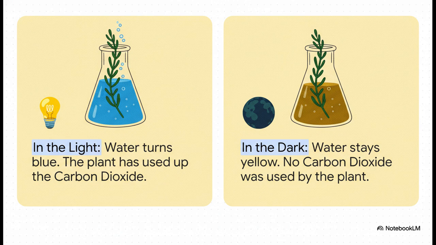But what happens in the dark? The water stays yellow. Absolutely nothing happens. And that is the aha moment. The sunlight is the key. It's what lets the plant pull carbon dioxide straight out of its environment.